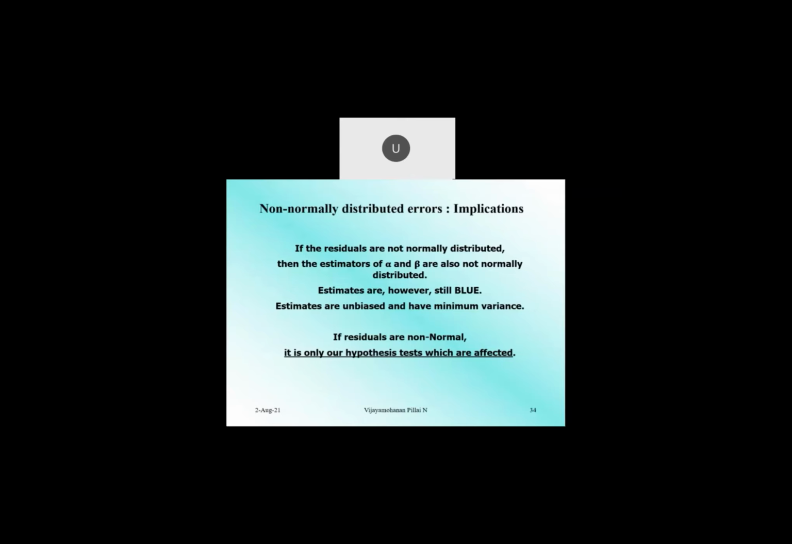Now, what are the causes for non-normally distributed errors? This is generally caused by a specification error, for example, by omitting an important variable. It can also result from outliers in data and having a wrong functional form.